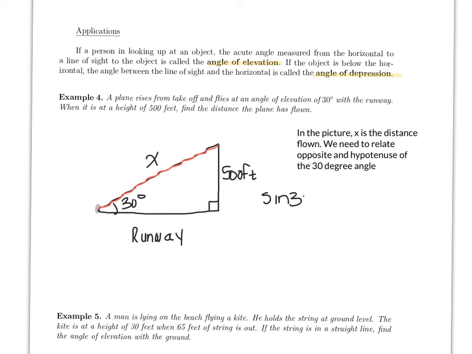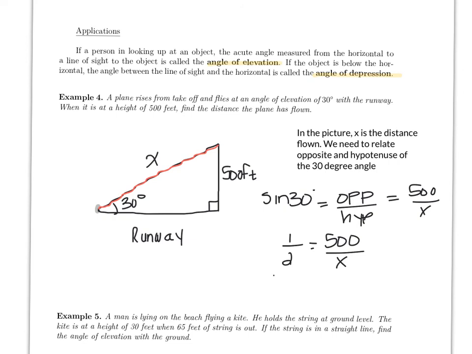So sine of 30 degrees equals opposite over hypotenuse, which is 500 over x. Sine of 30 degrees is 1/2, equals 500 over x. So that means that x is 1,000. So to answer the question, the plane has flown 1,000 feet.